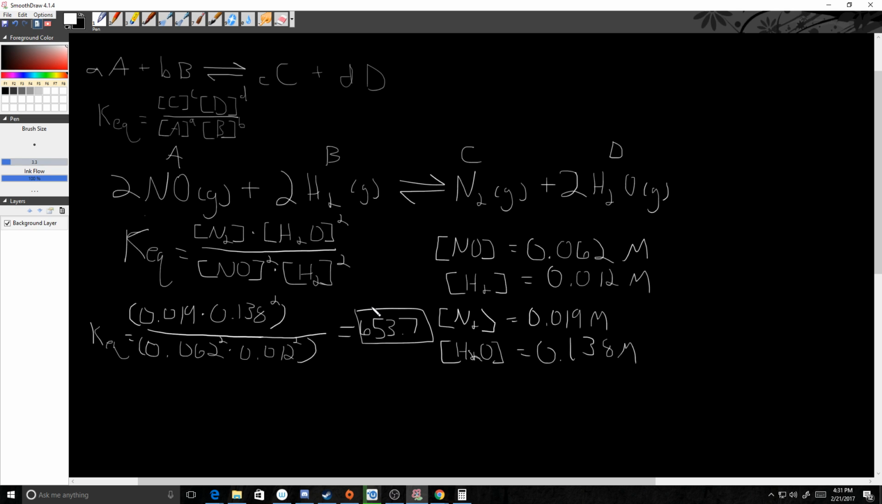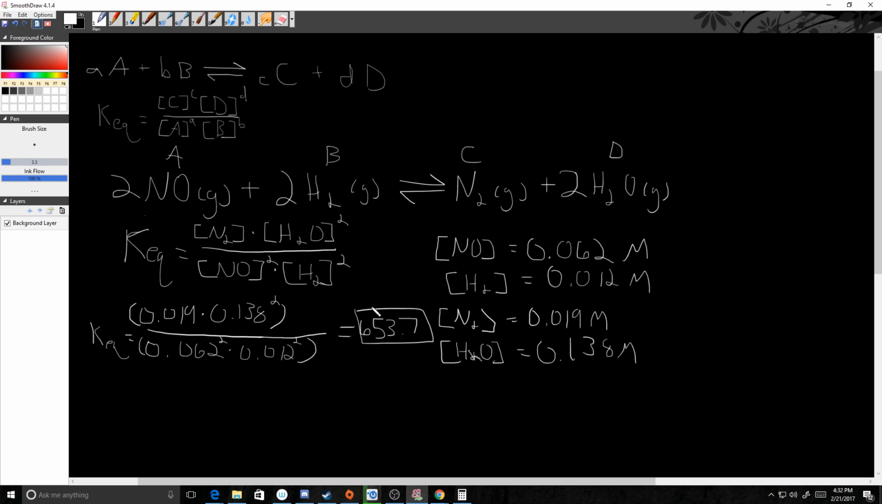Sorry about that. We're going to go here, squared times 0.138. Oh, actually, that first one's not squared. That one is closing parentheses divided by open parentheses 0.062 squared times 0.012 squared closing parentheses. Yeah, I guess that's right. All right, so I double checked it. That math is correct there.